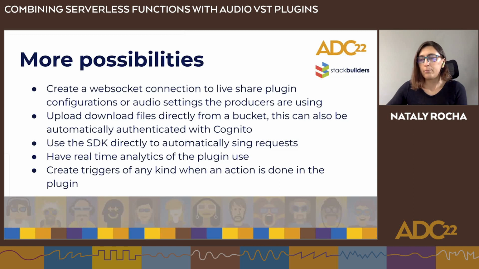So a producer is in one studio, another producer is in a studio on the other side of the world, and they can have the same audio file and share the configurations to check how it sounds for them, which can be really useful. You can also upload files directly to a bucket, because AWS also has this S3 bucket where you can place files, and it can be verified with the same authentication that we created now. You can use the SDK directly to sign requests.